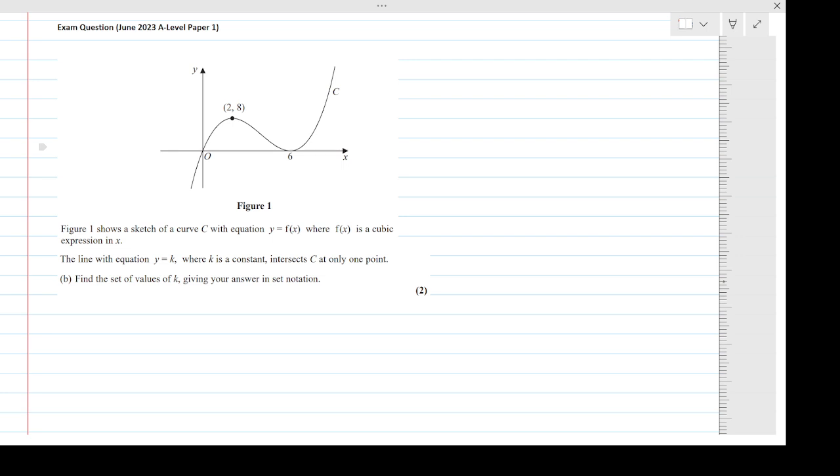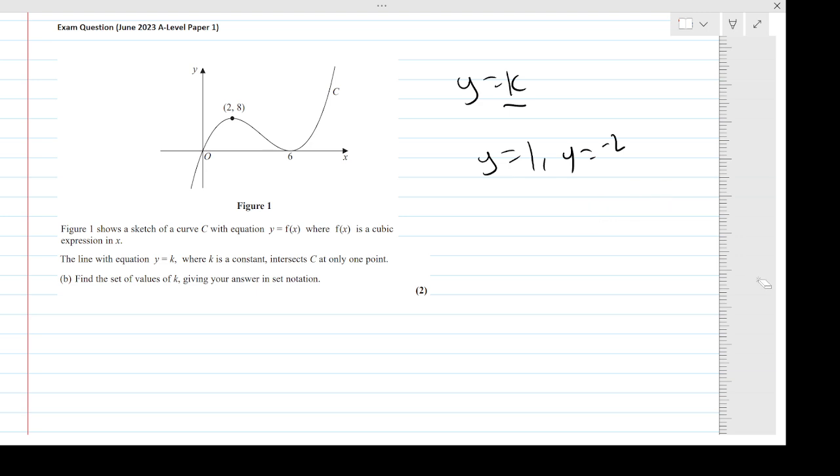The line with equation y is equal to k, where k is a constant, so k is a number, intersects C, the curve, at only one point. Find the set of values of k, give your answer in set notation. So set of values, again, implies there's a range, so we need an inequality. Anyway, we have this line, y is equal to k. Now k is just a number, so it could be y is 1, y is minus 2, y is minus 1,000, and so on.